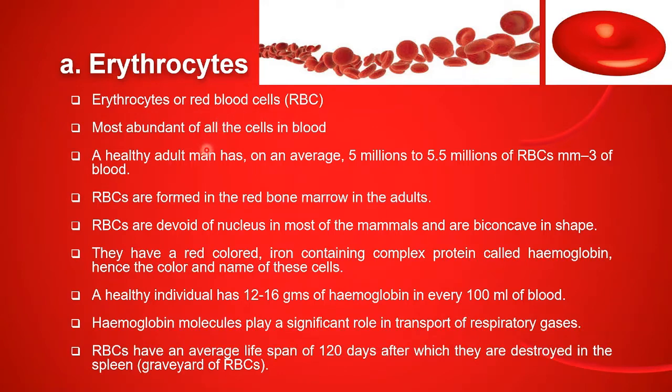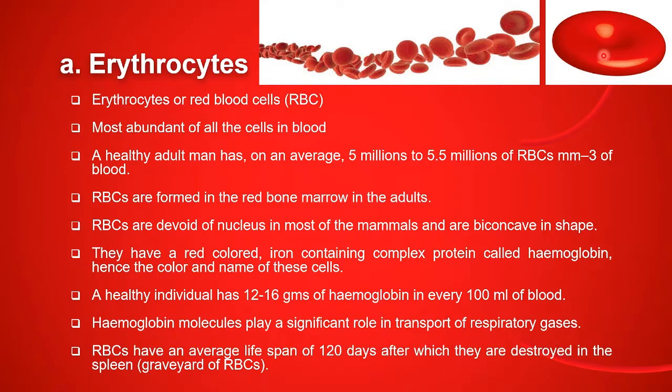Now these are the most abundant of all the cells in the body. A healthy adult man on average has 5 million to 5.5 million RBCs per cubic millimeter of the blood. RBCs are formed in the red bone marrow in the adult. These are devoid of the nucleus. So the nucleus is not present in the RBC in most mammals. And the shape is biconcave.